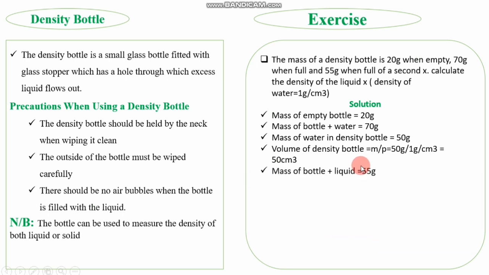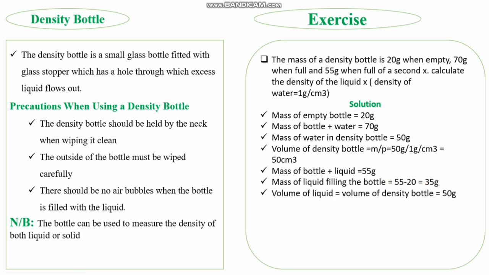Now let us look at the mass of the bottle plus liquid X, which is 55 grams. So the mass of liquid X is 55 grams minus 20, which is the mass of the empty bottle, and that will give us 35 grams. So 35 grams is the mass of liquid X.